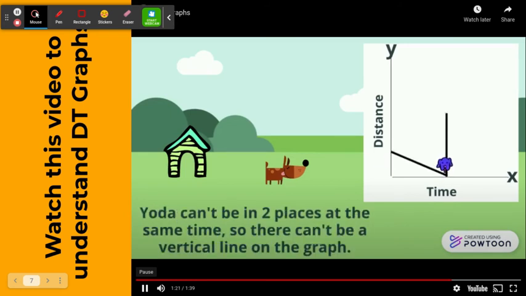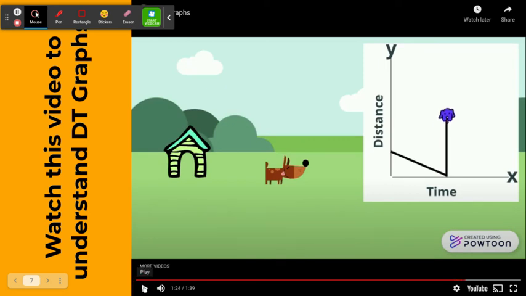The second no-no is Yoda trying to be in two places at one time. Notice the time again. It is not moving forward. But Yoda's distance is increasing. That is absolutely not possible.